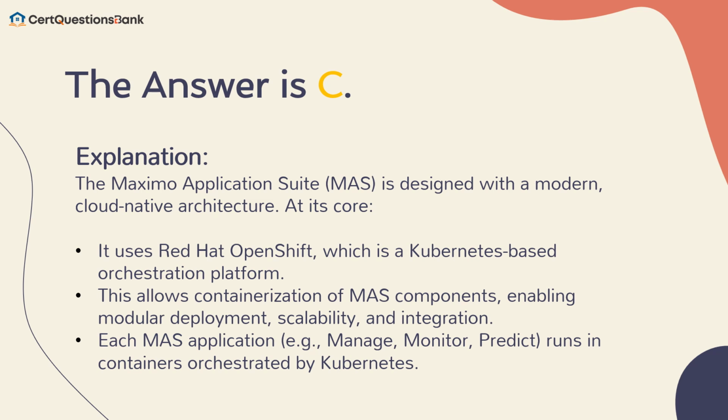The Maximo Application Suite, MOS, is designed with a modern, cloud-native architecture. At its core, it uses Red Hat OpenShift, which is a Kubernetes-based orchestration platform. This allows containerization of MOS components, enabling modular deployment, scalability, and integration. Each MOS application, e.g., Manage, Monitor, Predict, runs in containers orchestrated by Kubernetes.